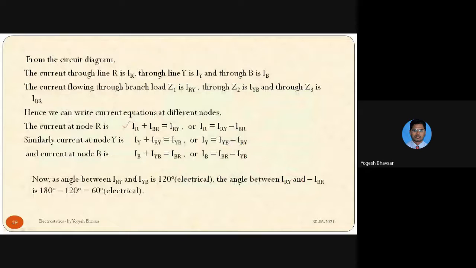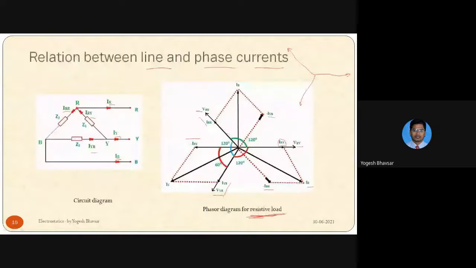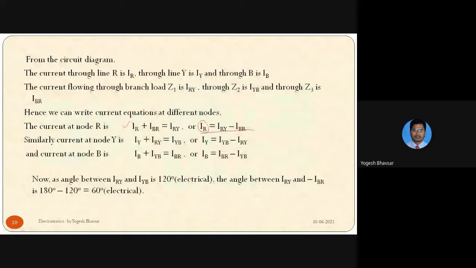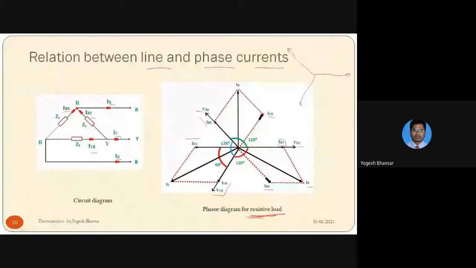So in terms of equation we can simply rearrange this. IR is equal to IRY positive, IBR negative. So the resultant IR is the vector difference of IRY and IBR. Now let us look at here. IRY is positive and IBR is negative. Look at this one. So the resultant will be exactly the middle of IRY positive and minus IBR.